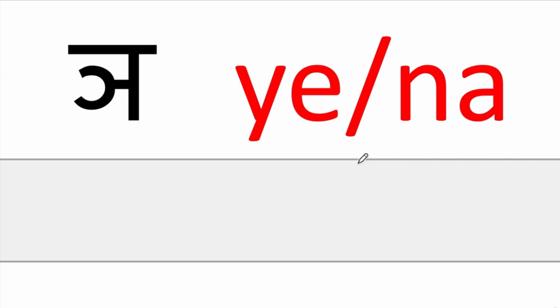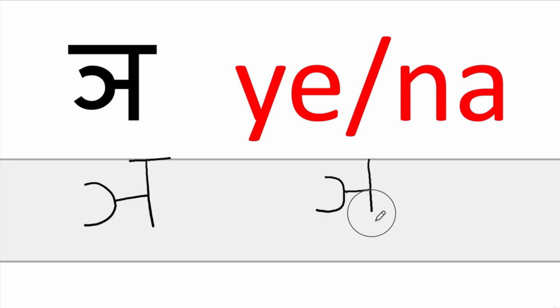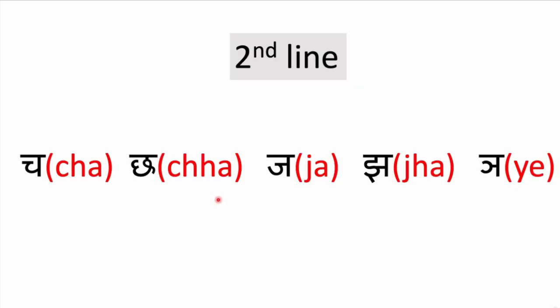Now let's see how to write this consonant. Let's see one more time. This is how we write ya. Isn't it very easy? Congratulations everyone. Now you have again successfully completed how to write the second line.